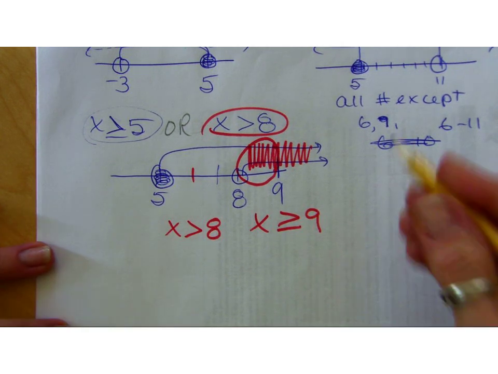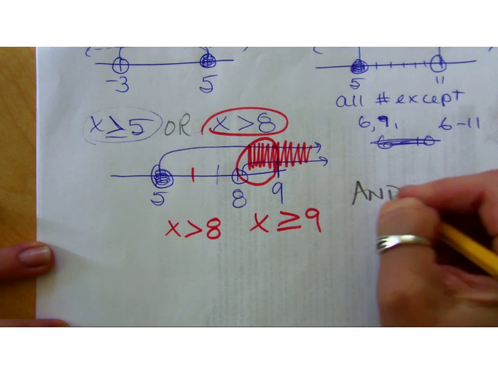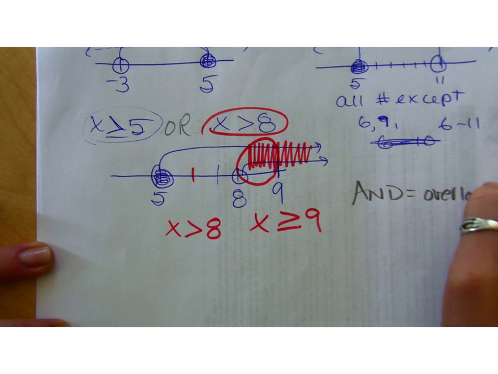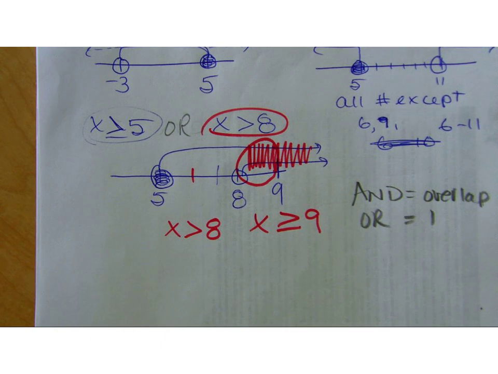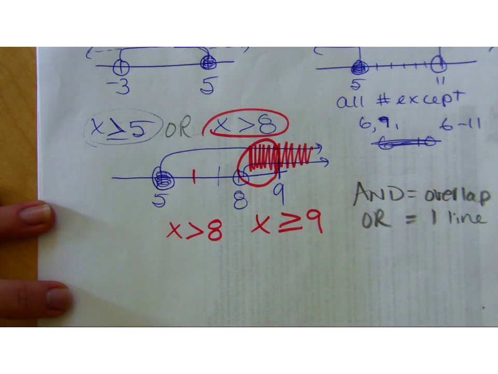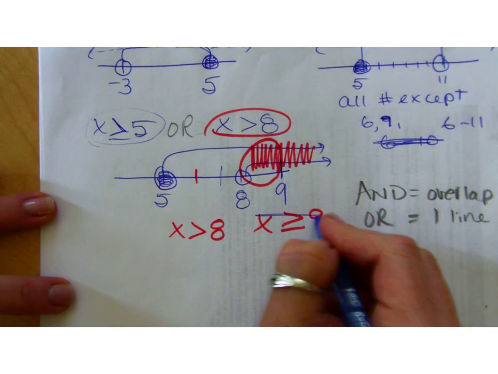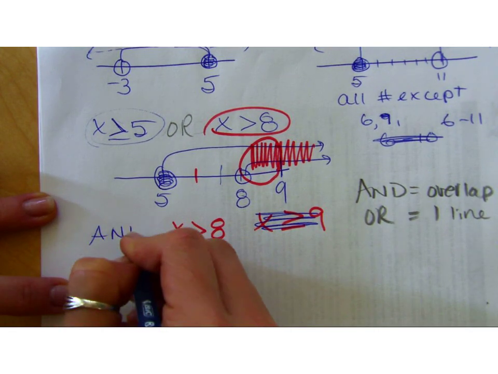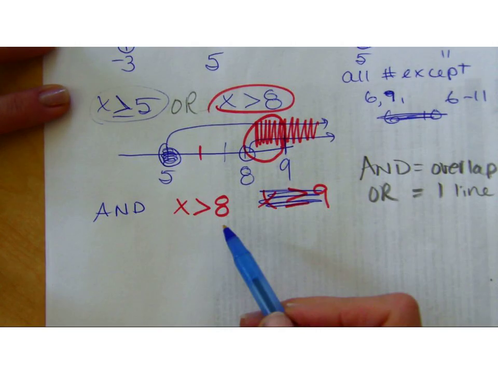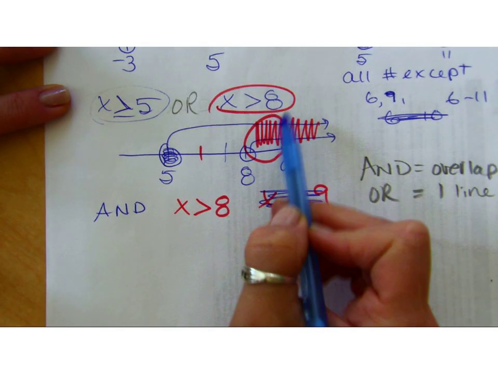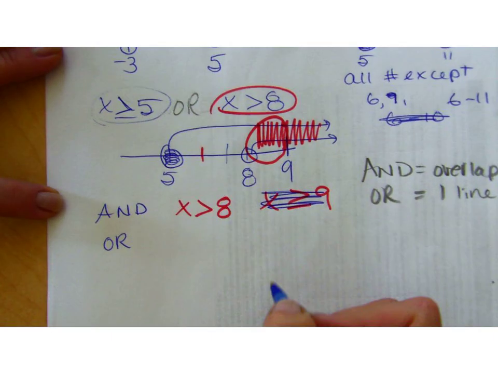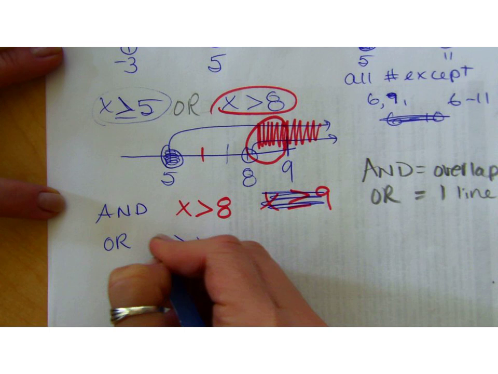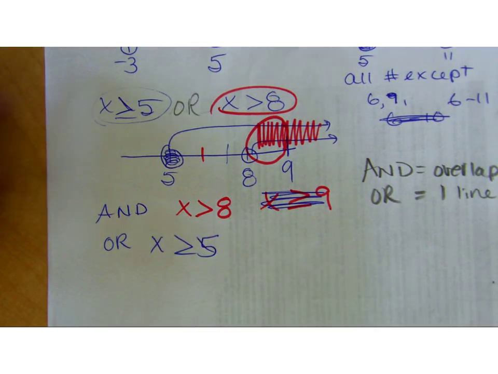Okay, so in an and, I need overlap. In an or, I just need there to be one line above that. So there doesn't need to be an overlap. So the one line starts here. Let me just make sure you understand. If I gave you this problem with the word and in the middle, your answer would be anything greater than 8. If I gave you it with the word or in the middle, your answer would be the other inequality. Does that make sense?